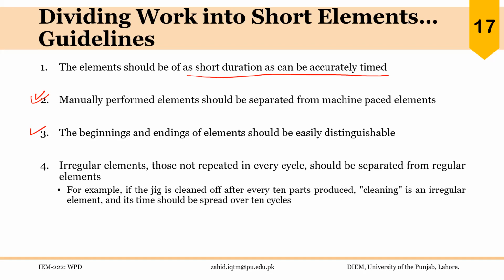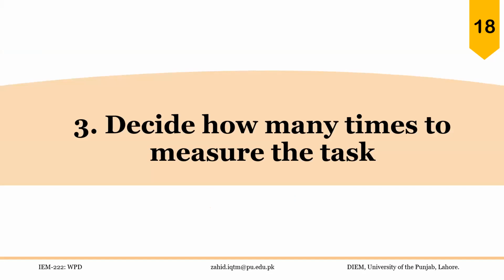Irregular elements, those not repeated in every cycle, should be separated from regular elements. For example, if the jig is cleaned off after every 10 parts, cleaning is an irregular element and its time should be spread over 10 cycles. This is also a very important point, and we'll see it with the help of examples as well. So far, if you have any questions, you can ask.